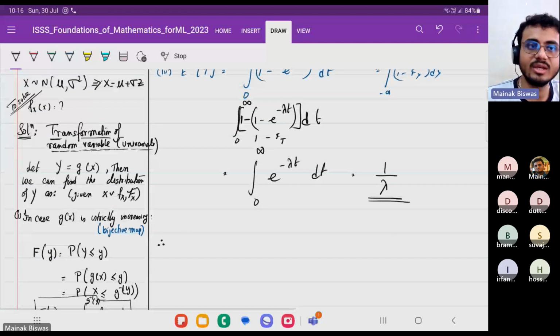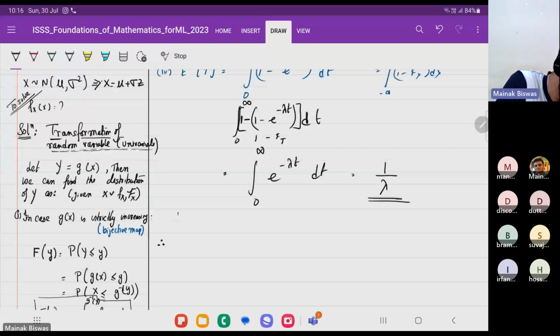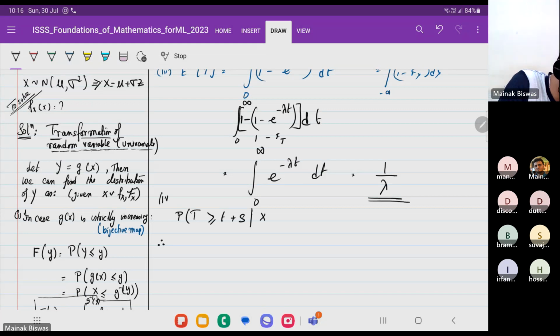Now last day we saw the memoryless property of the geometric distribution. Can you tell me the memoryless property, can you prove that for me for this as well? Can you prove it for me? This one?